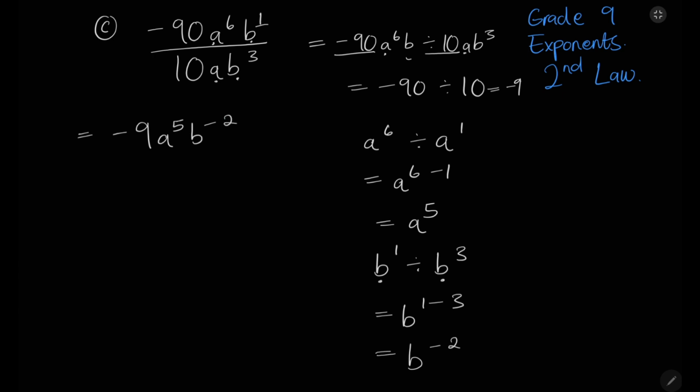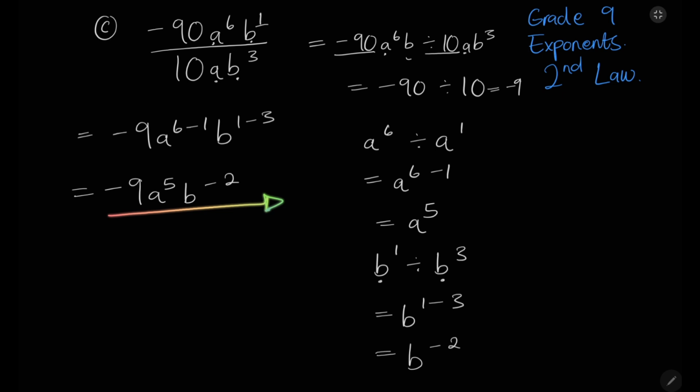You can also show this here by writing it as a. What did we have in a? 6 minus 1. And b, 1 minus 3. The final answer will be negative 9, a to the power 5, b to the power minus 2. However, this isn't your final answer. We don't really have to simplify this right now, as you'll deal with negative exponents in the next few lessons. So let's move on, and after watching the negative exponents lesson, you'll see how you simplify this part.